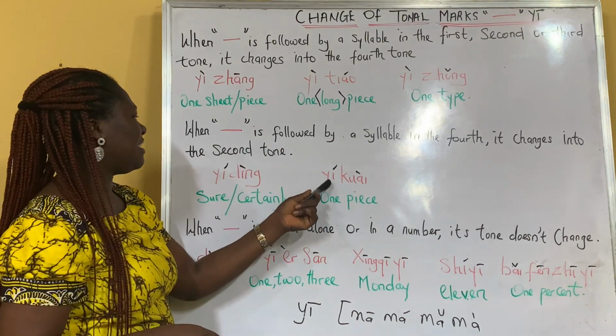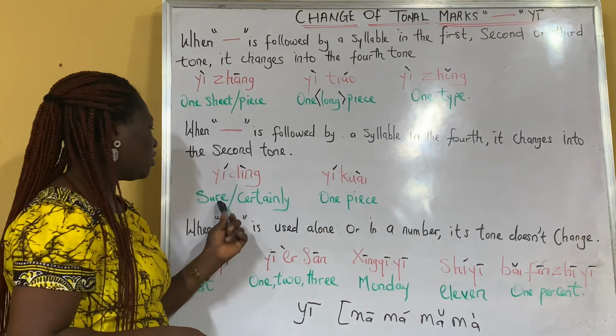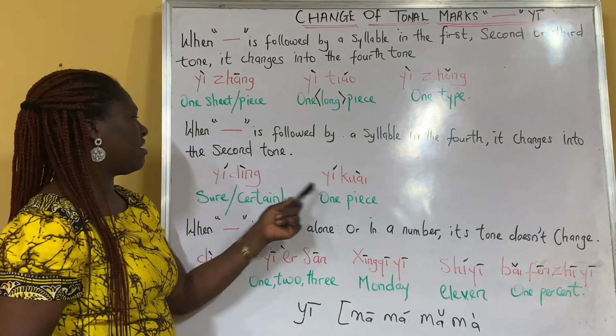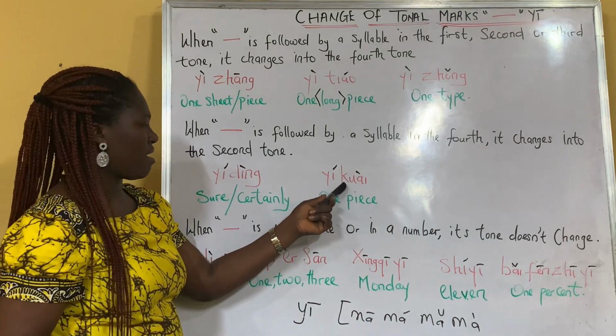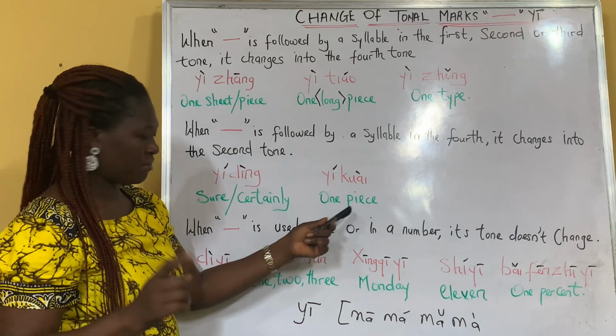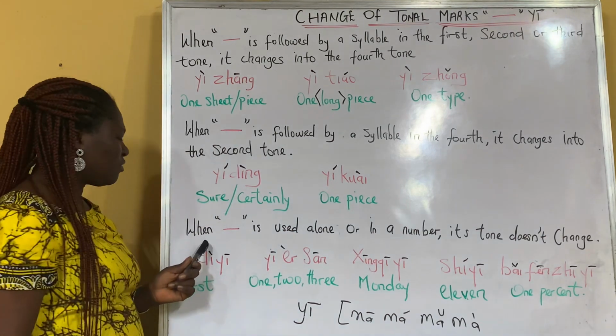Yídìng. Then the next one is yíhuì. Yídìng means sure, certainly. Then the next one is yíhuì, which means a while. Okay. Then the last rule says what?